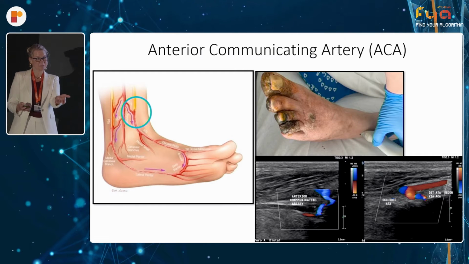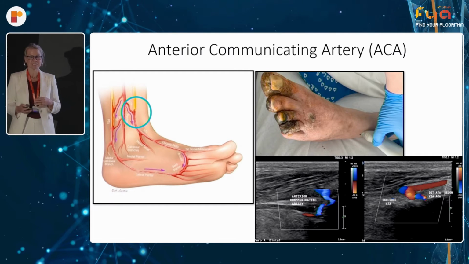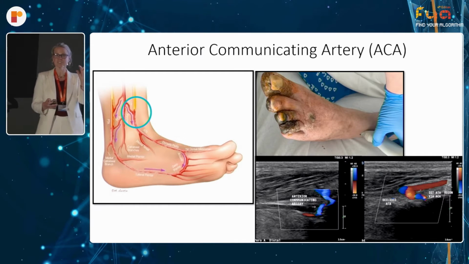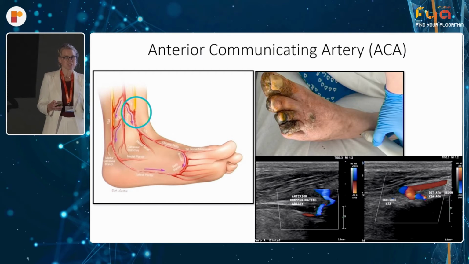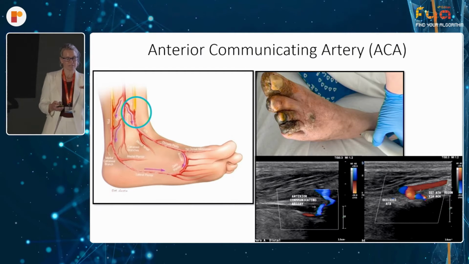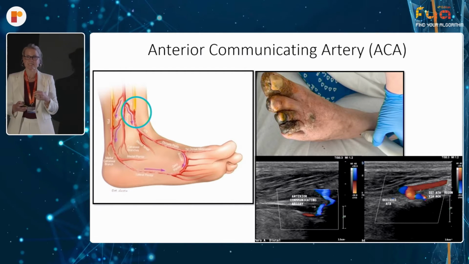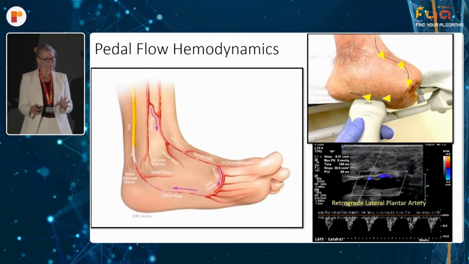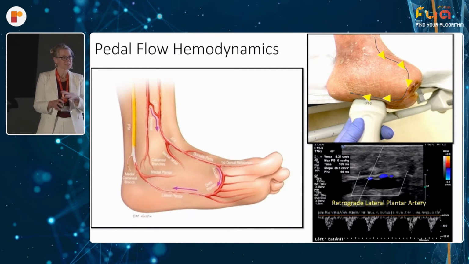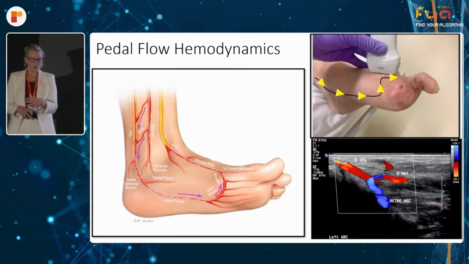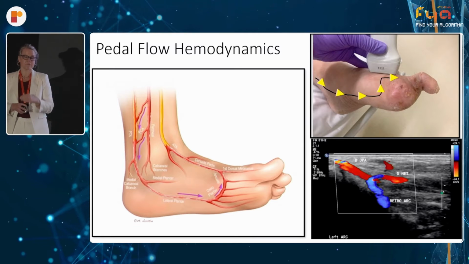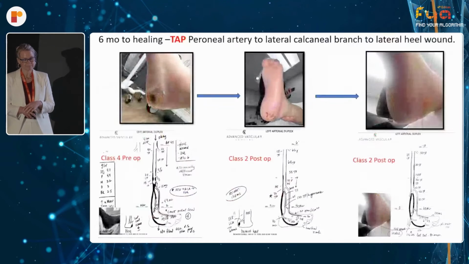So you can see we saw the posterior communicating artery, here's the anterior communicating artery, and once you understand that communication flow around the communicating arteries, it helps provide insight to the pedal arch flow, which is very helpful in the setting of complex patients like this, or when we have to indirectly get flow to that wound bed.